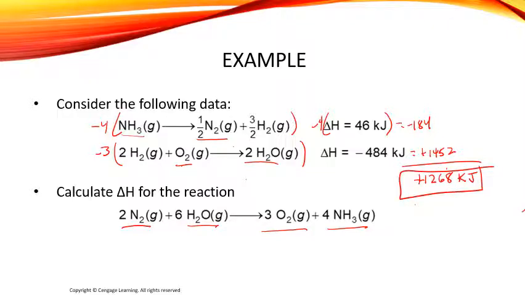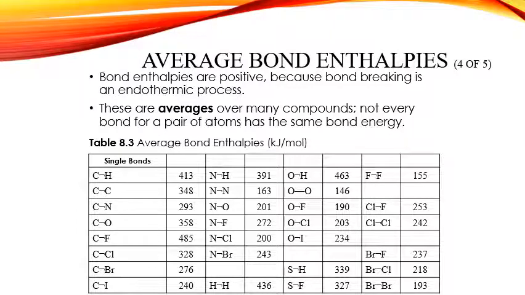Final answer. So the last one that we're going to look at is dealing with bond enthalpies. So when we look at bond enthalpies, we are breaking apart compounds rather than putting them together. So this always is an endothermic process. If you remember, bond breaking is always endothermic, bond forming is always exothermic. But again, we're looking at the sum difference between the two.